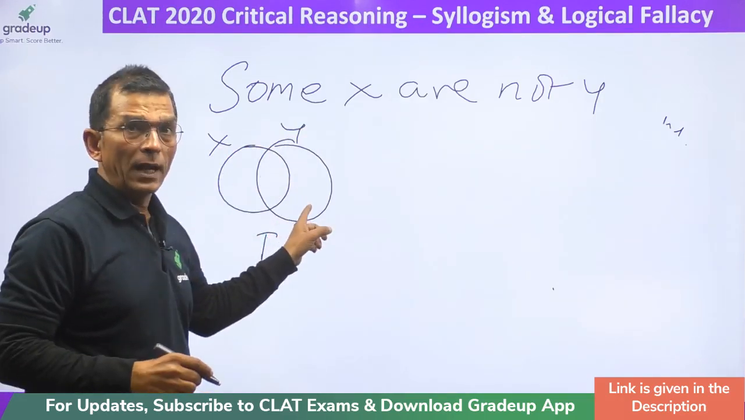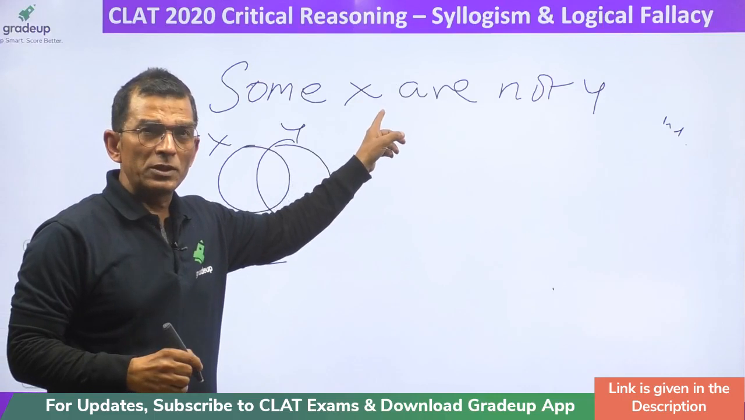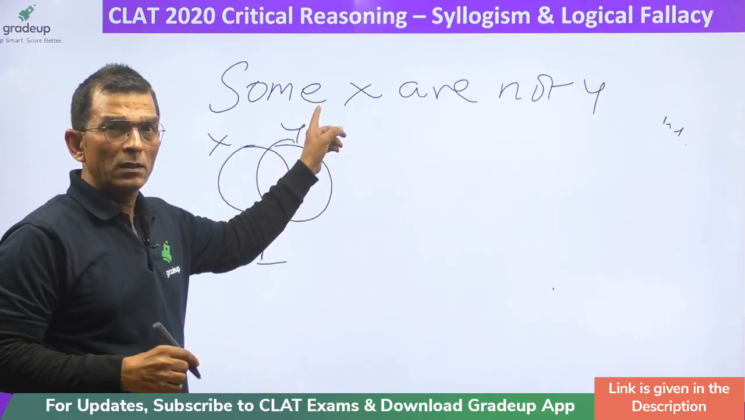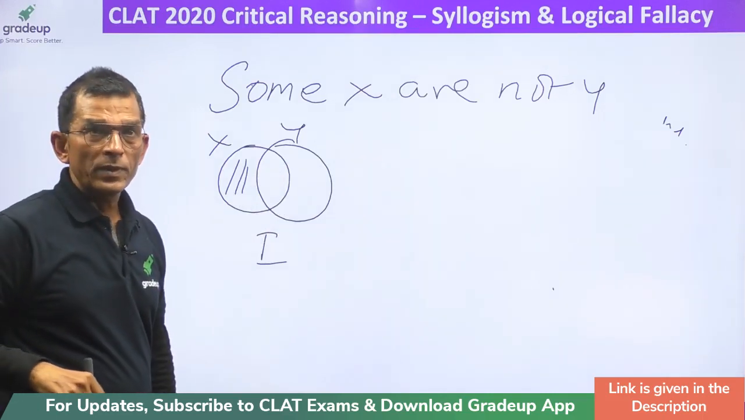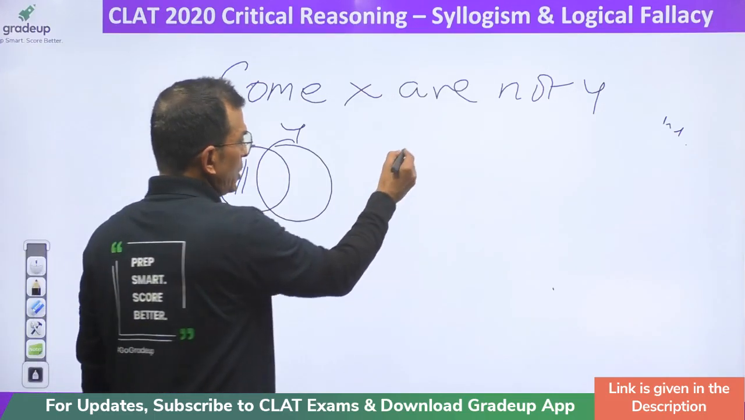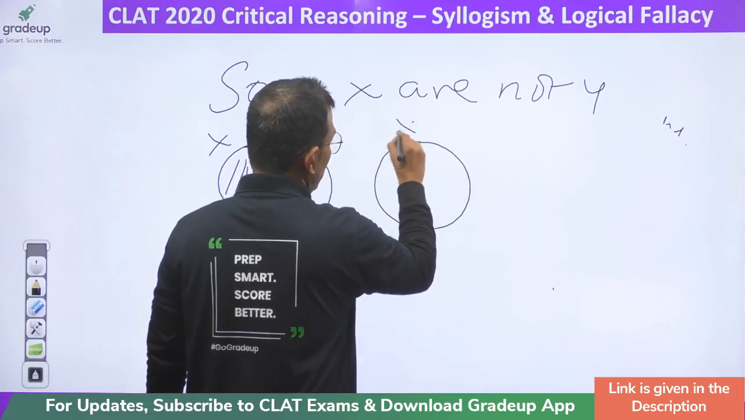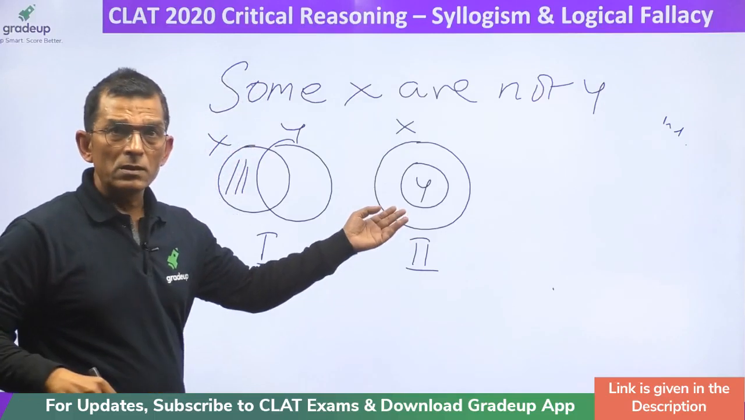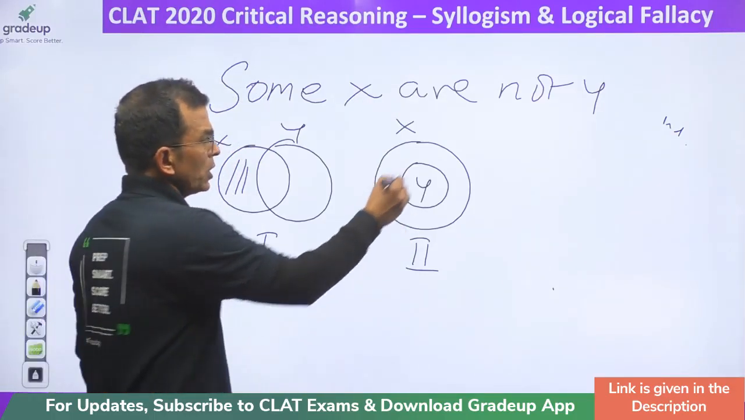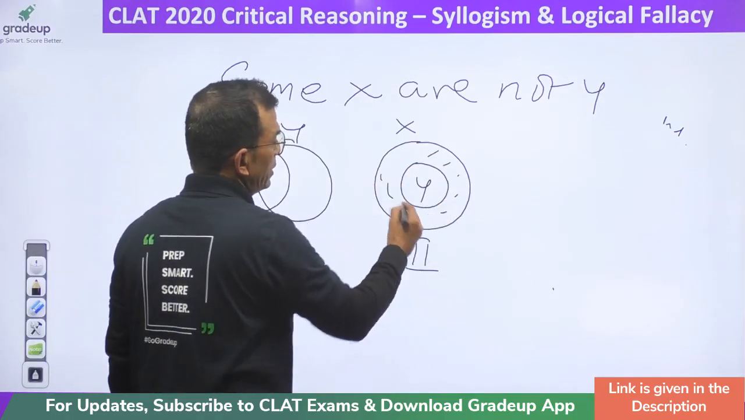Is this diagram a good representation of this particular statement? Some X are not Y. So, true, sir. Okay? And is this also true? Some X are not Y. Can I also draw this? Of course you can, because you are talking about this area. Some X are not Y.